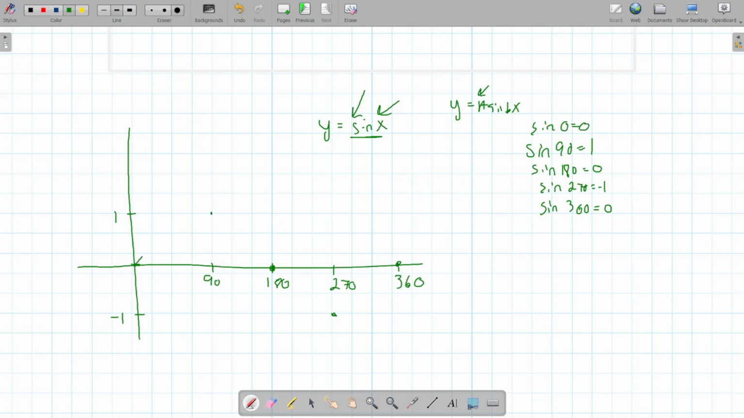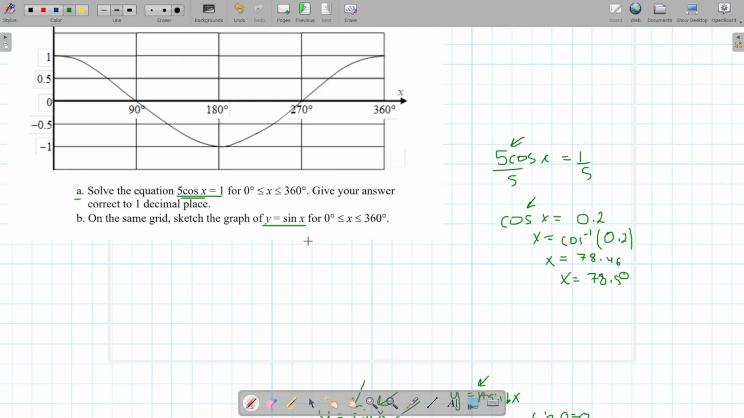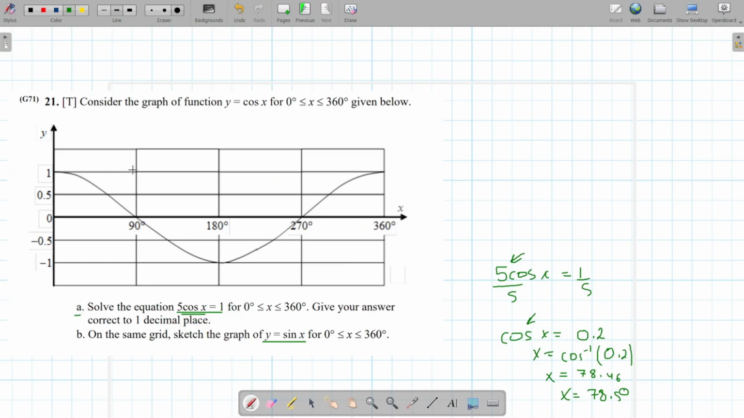This is how you graph. You go up, then back down. Oh, that's not good. Make it smooth, please. You go up, then back down, then back up. If you have this, you get 100. So at 90 we have 1, at 180 it's 0, at 270 it's -1, at 360 it's 0. You go up to 90, down, like this, and like this. Something like this.